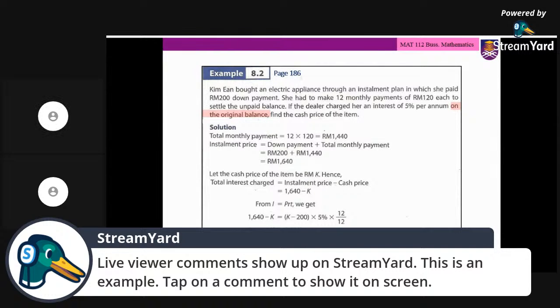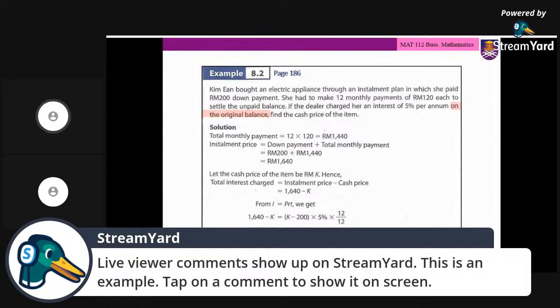Okay, next, this one is like an application question. Okay, so we have someone who bought an electric appliance through an installment plan, which is paid 100 down payment. So she had to make 12 monthly payments of 120 each to settle the unpaid balance. If the dealer charged her an interest of 5% on the original balance, now we want to find the cash price of the item. So basically, based on the information you have, you list down whatever you have.